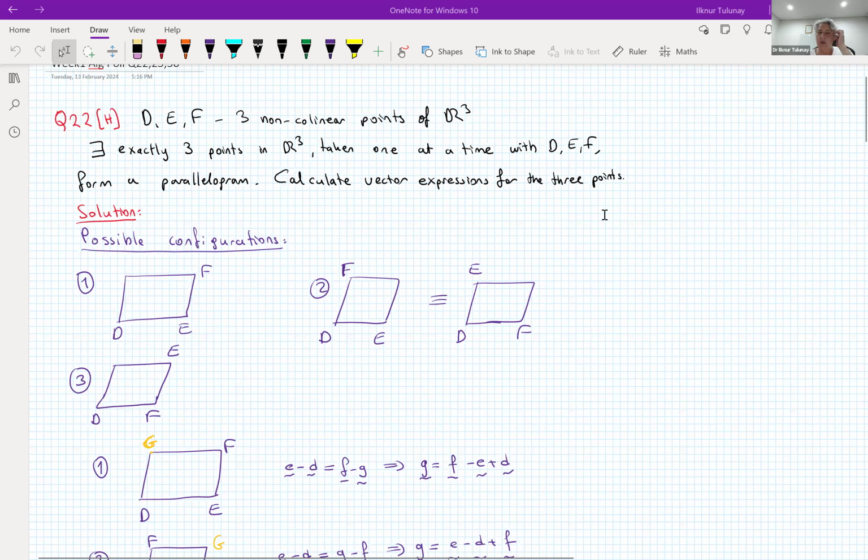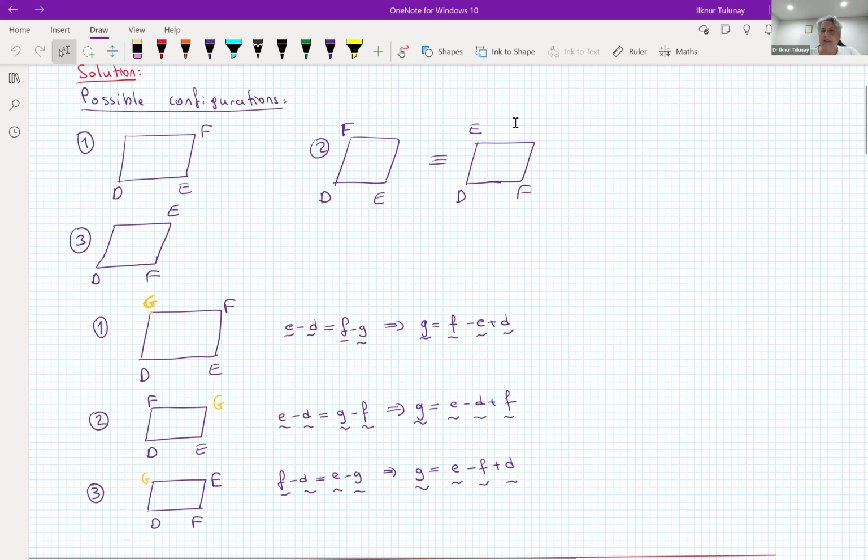This is the question. So since we have 3 points that we are talking about, and non-collinear means that these 3 points are not on the same line. Then they are going to make a parallelogram. That is what we want. This is how we organize them. So we need to look at the possible configurations with these points. If we change the points, what will happen?